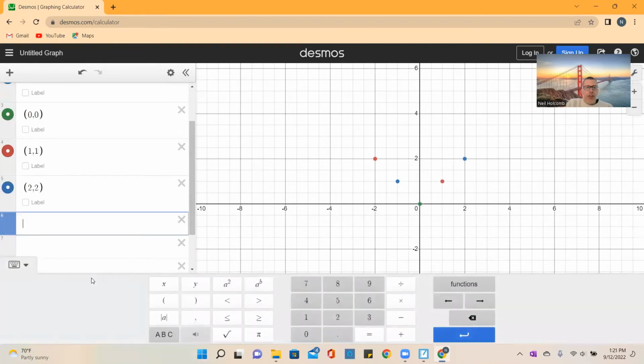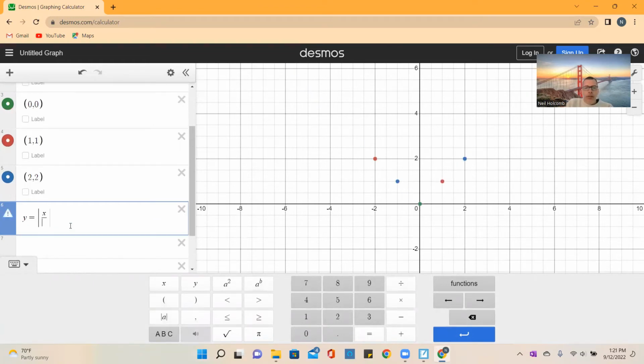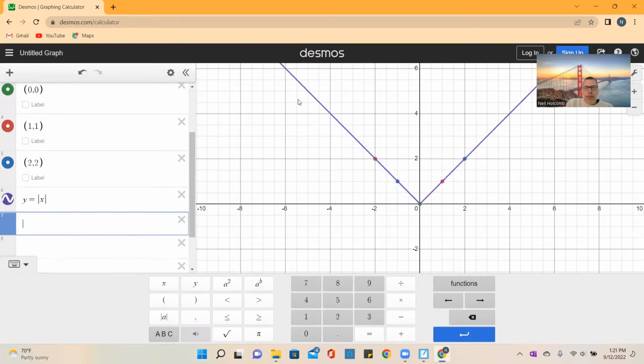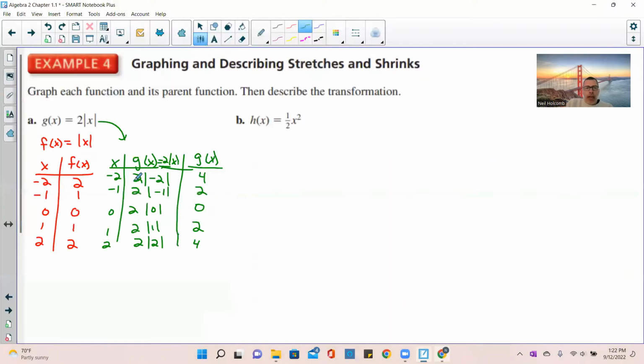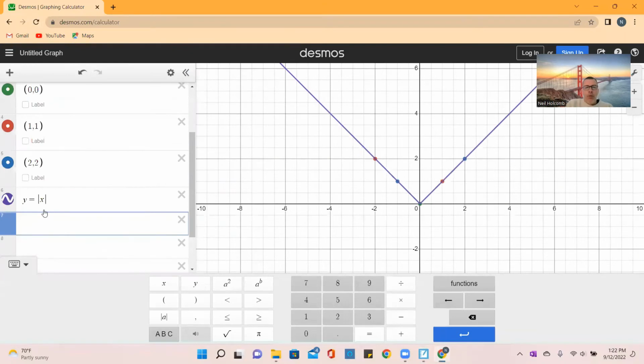So now if I just graph the function y equals the absolute value of x, you see that the function goes through all 5 points. Then we're going to do the same with the other one. To save time, I'm not going to plug them in as points. You see that it's going to work: -2, 4, -1, 2, and so on. That is 2 times the absolute value of x. So they called it g of x, I believe.